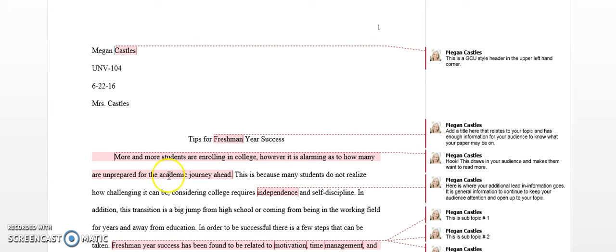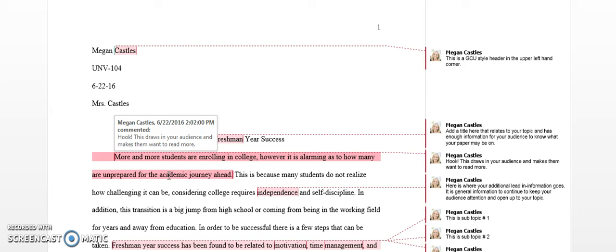To begin your paper, you want to start off with a hook. So if you refer back to your Module 3 outline, the very first thing that you completed there was your hook. So your hook is something that's going to draw in your audience and make them want to read more. For my hook, I have used more and more students are enrolling in college. However, it is alarming as to how many are unprepared for the academic journey ahead. This can draw in my reader because it now has them wanting to know, well, what may be alarming? What is it that is having students be unprepared and what can they prepare for?